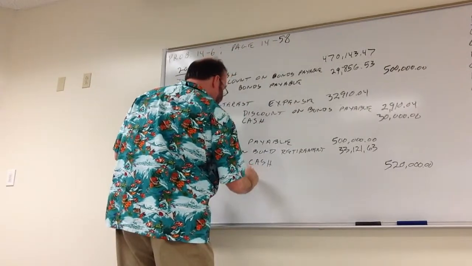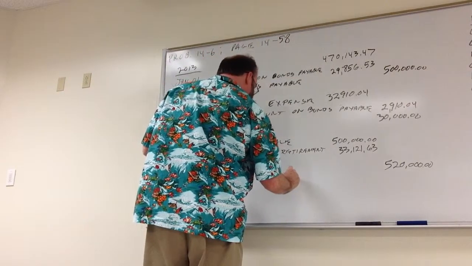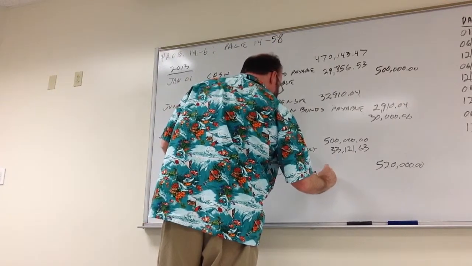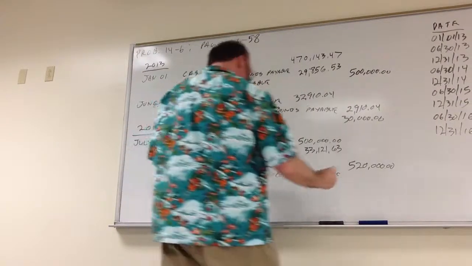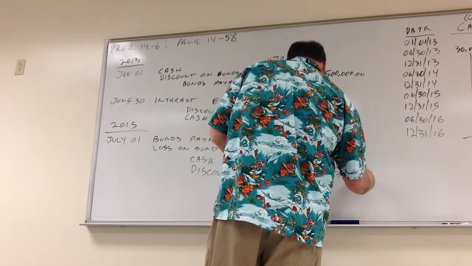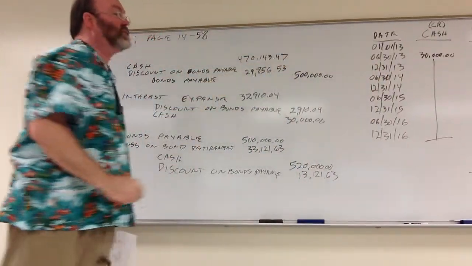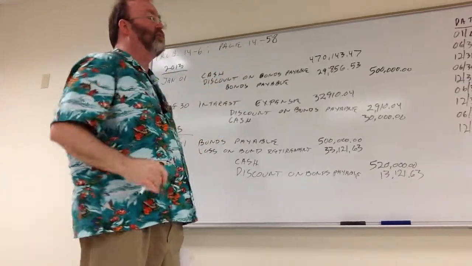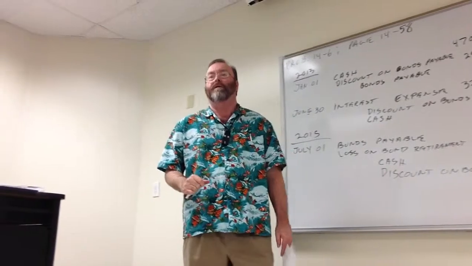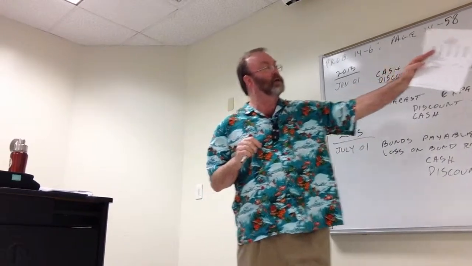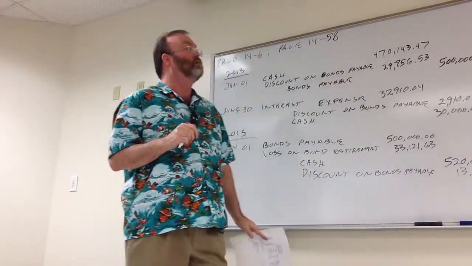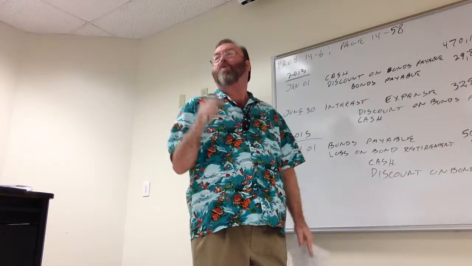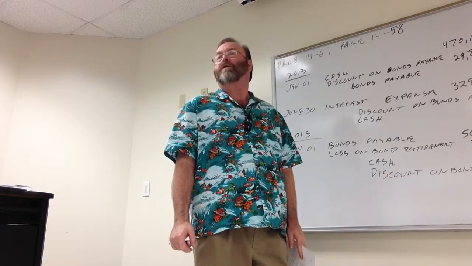And then we have a remaining discount of $13,121.63. And that's just the 486,878.37 from the 500,000 face value. Yes, ma'am. 486 minus the 500,000 face is the remaining discount at that point in time on July 1, 2015. Okay?